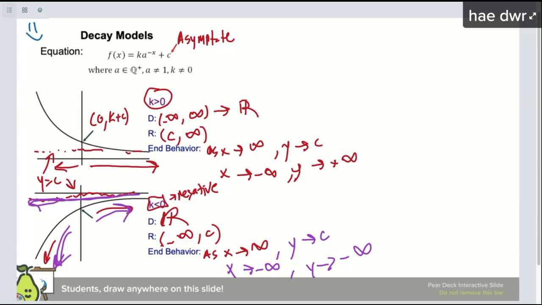So when writing an end behavior, I'll put that up here. When writing end behavior, we first start with x goes to infinity. What happens to the y's? Then you say when x goes to negative infinity, what happens to the y's? This is end behavior.